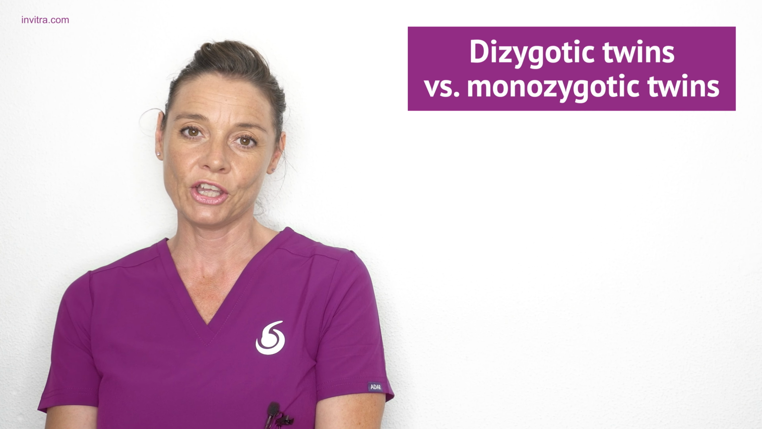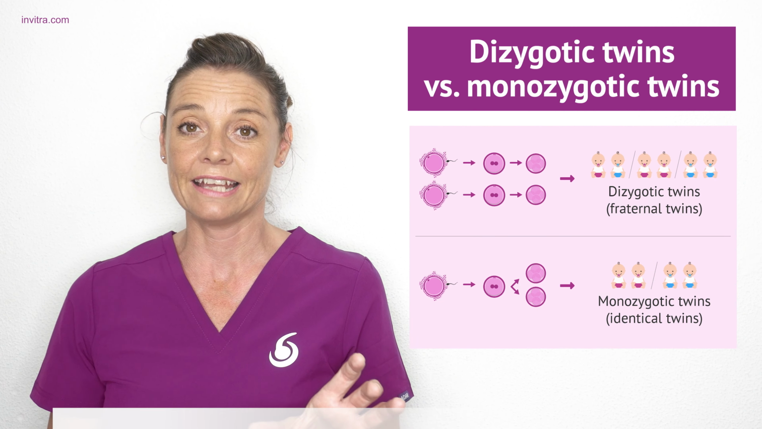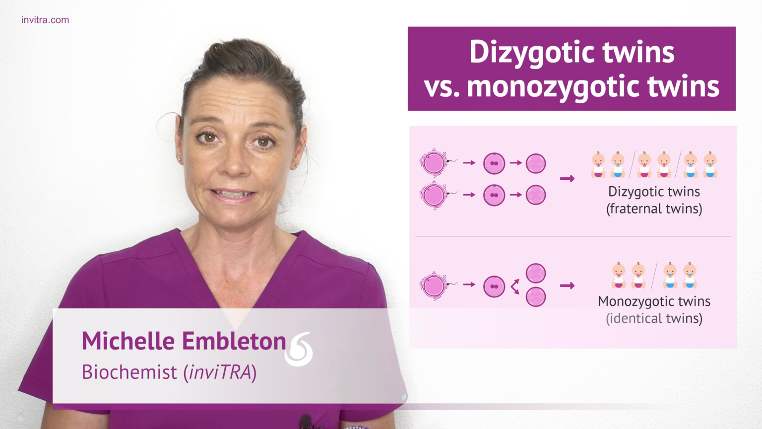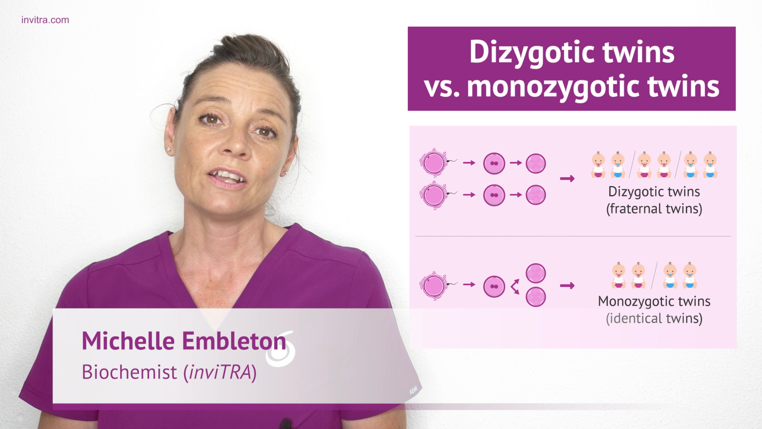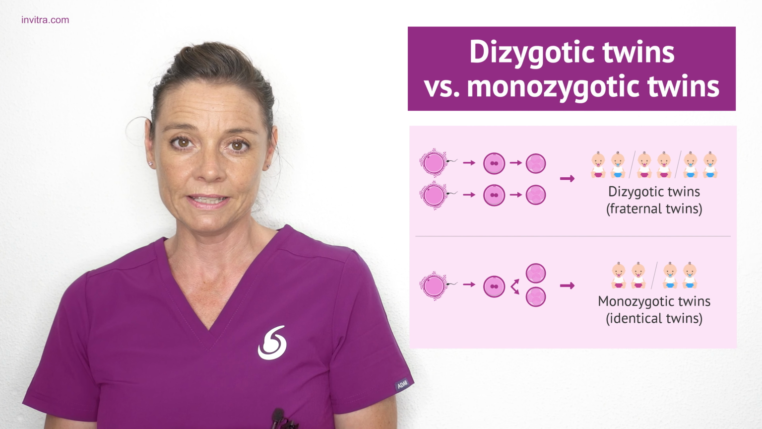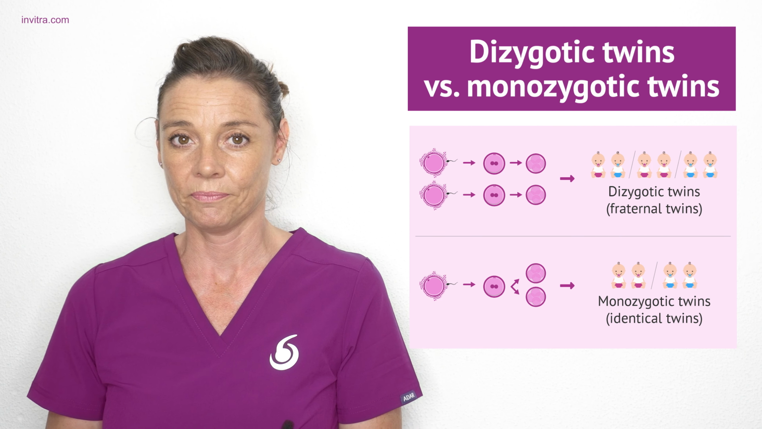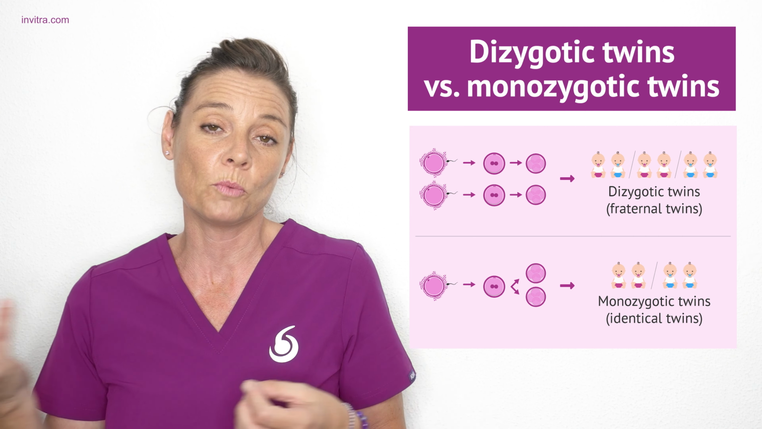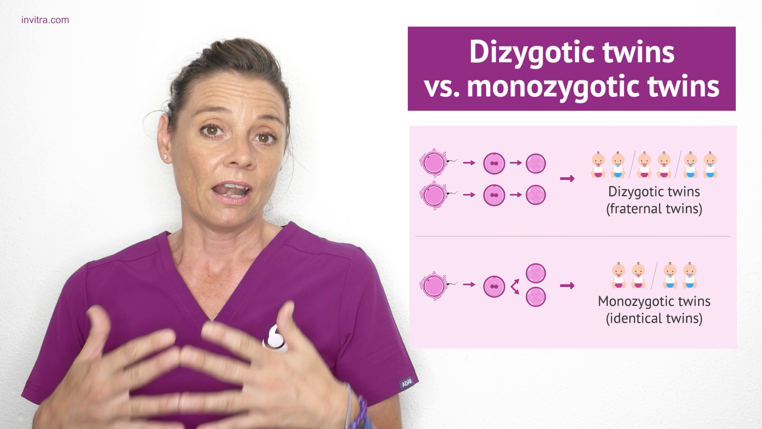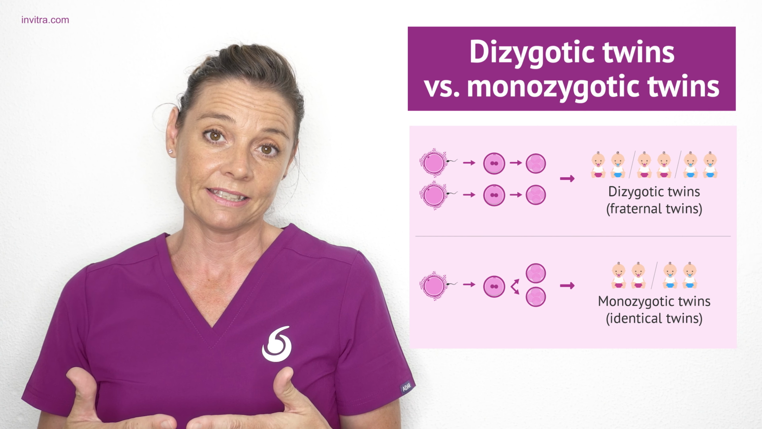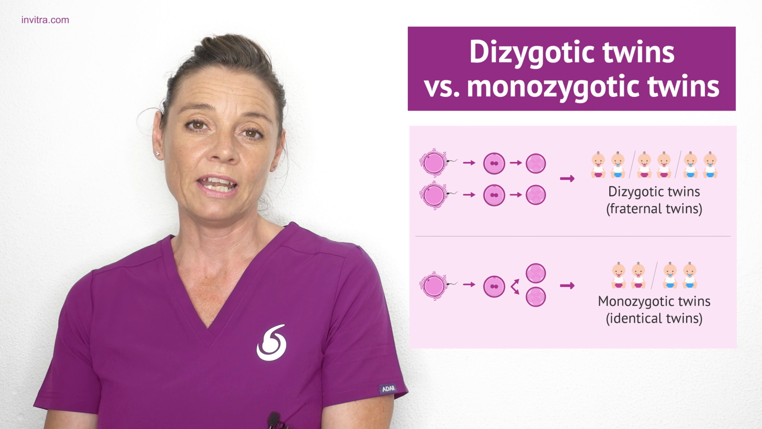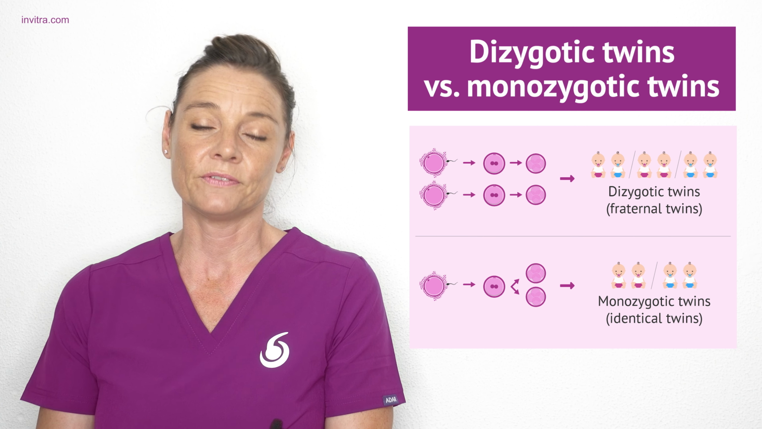Dizygotic twins occur when two eggs are fertilised by two different sperm, and the two resulting embryos implant into the mother's uterus. These are often known as fraternal twins or non-identical twins. They're not genetically identical and can be of different sexes depending on which sperm fertilised the egg. They may be alike physically, but they won't be identical. They may be alike as are siblings. Fraternal twins generally account for about 70% of the cases of twins.